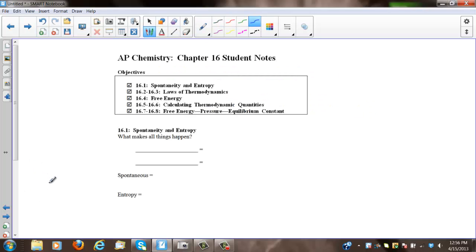So we are going to talk about spontaneity and entropy. Some of these words may sound familiar to you. We're going to talk about the laws of thermodynamics, some of which we've already done in Chapter 5. We're going to talk about free energy, calculating thermodynamic quantities, and then we're also going to look at free energy with the equilibrium constant.